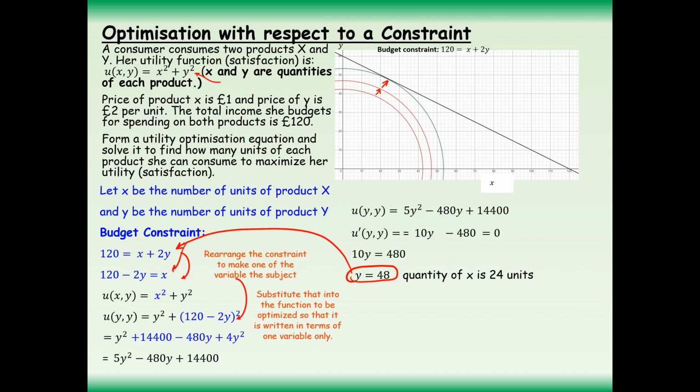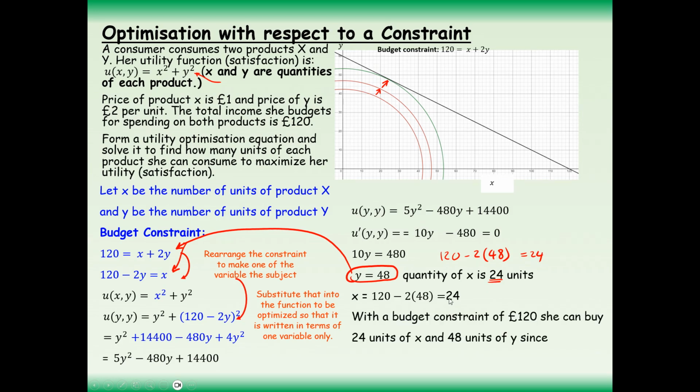Actually, this one would have been better. 120 minus 2 lots of 48 will give you 24. That's how I found these 24 units. Okay, this is the working out for what I just wrote, and therefore we've solved the problem. We found the quantity of y to buy and the quantity of x to buy.